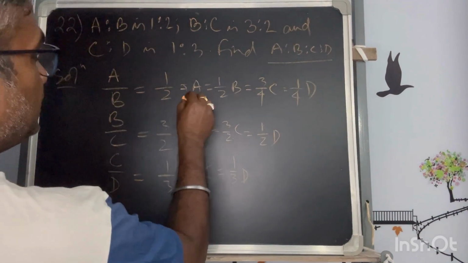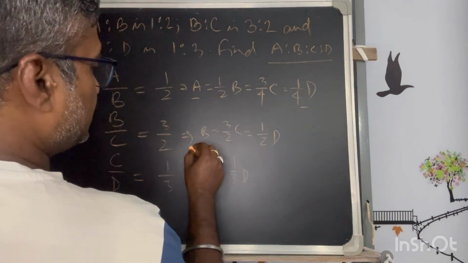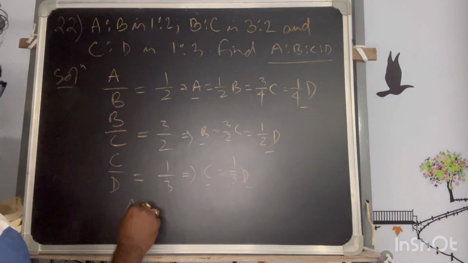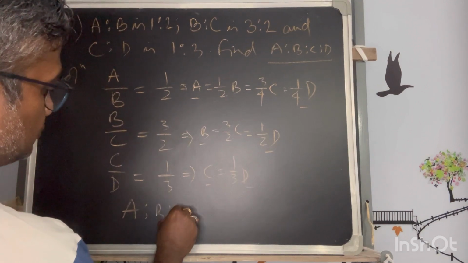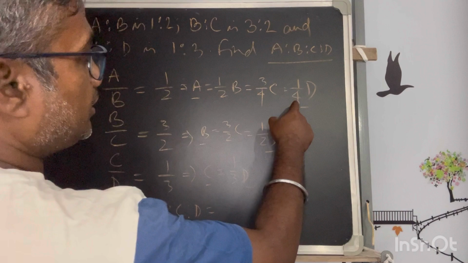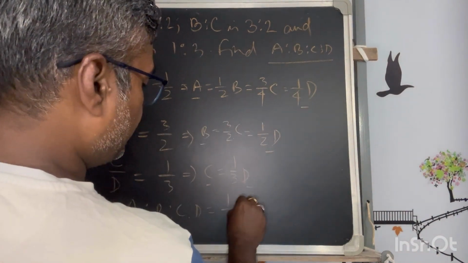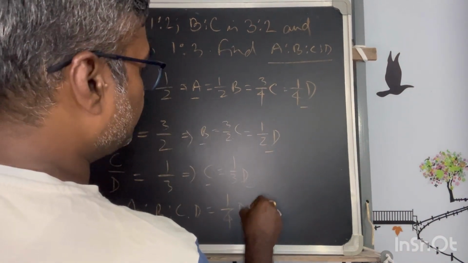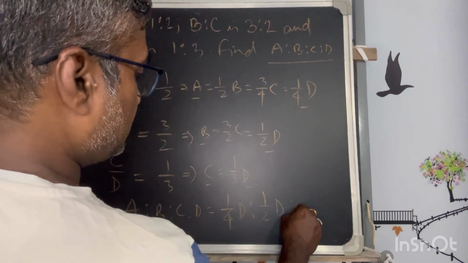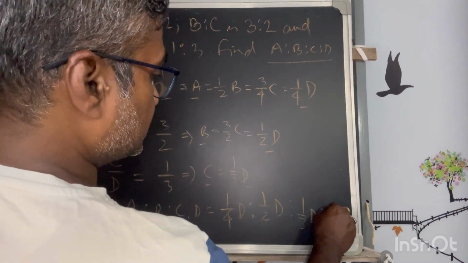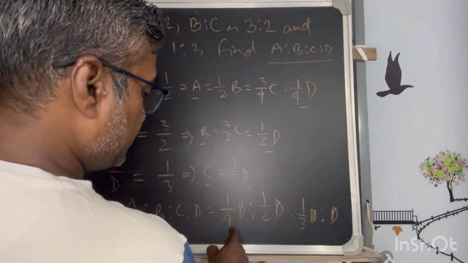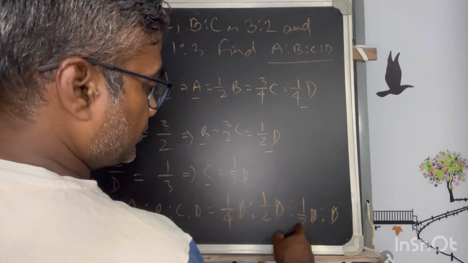So all the elements: A is in terms of D, B is in terms of D, C is in terms of D, and D is along D. So if you put this value accordingly, A is to B is to C is to D: in place of A you will put 1/4 of D, for B you will put 1/2 of D, for C you will put 1/3 of D, and D is D. Now in all this, D is not a part. So what is remaining? 1/4, half, 1/3, 1.